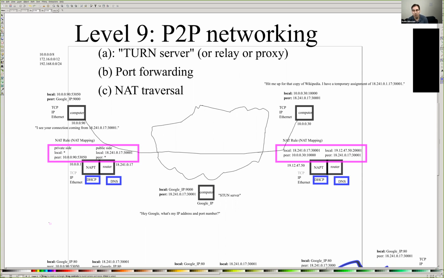Dongzi asks, when the right peer talks to 30,001 of the left side NAT, does it also go to 53050 on the private computer?